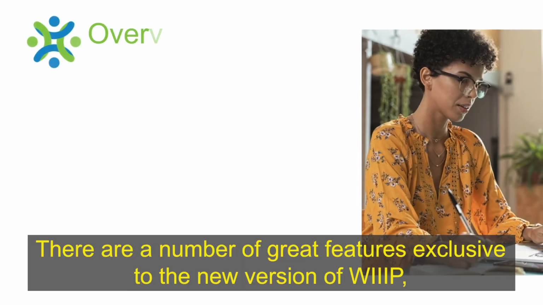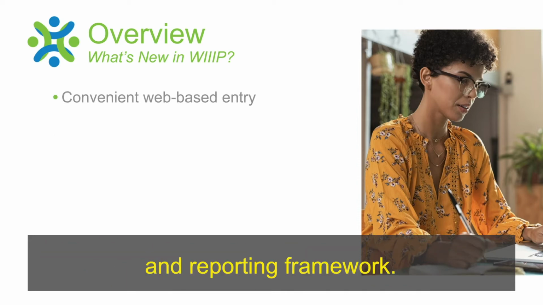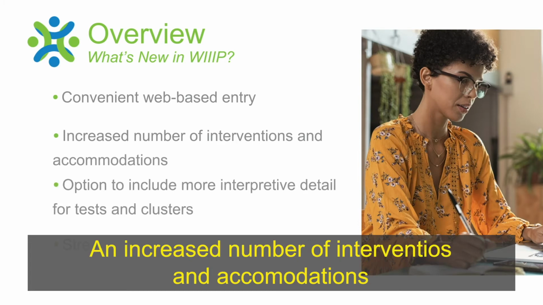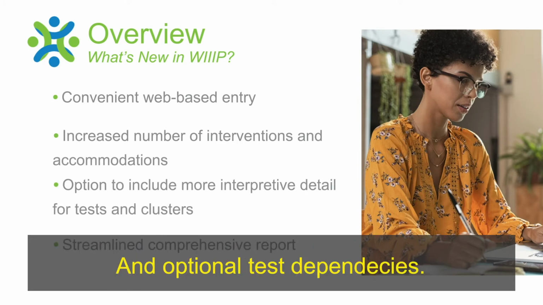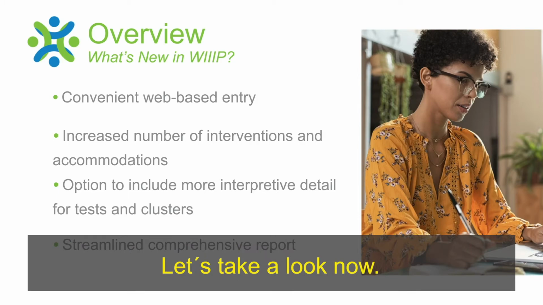There are a number of great features exclusive to the new version of WIIIP, including convenient web-based entry of data within the existing WJ4 online scoring and reporting framework, an increased number of interventions and accommodations, and optional test appendices. The new WIIIP also offers a streamlined comprehensive report building process. Let's take a look now.